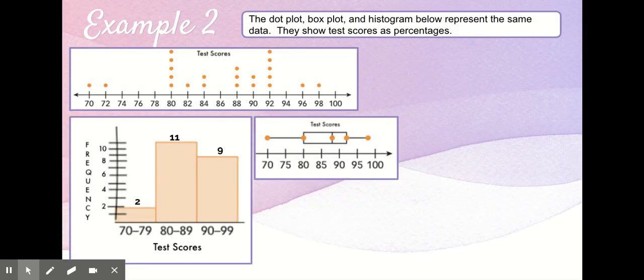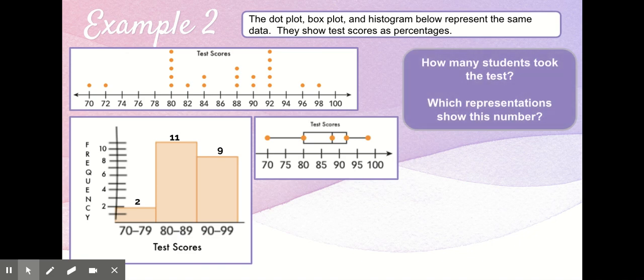For our second example, we're going to look at the dot plot, box plot, and histogram below that represent the same data set. They show test scores as percentages. So we have the dot plot, where you can see individual values. The histogram, you can see the bins of values, the ranges of values on the bottom with the frequency on the left side. And then for the box plot, you can see the box and whisker plots with the 5-number summary of the test scores. We're going to use these 3 graphs to answer a series of questions.